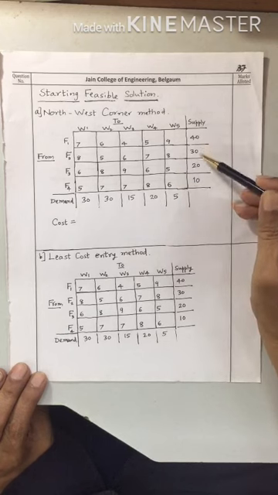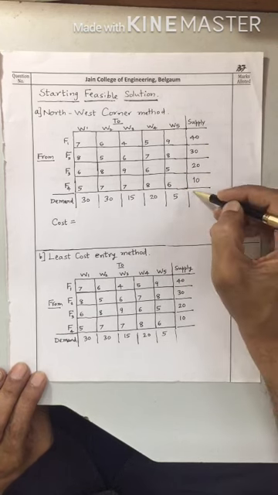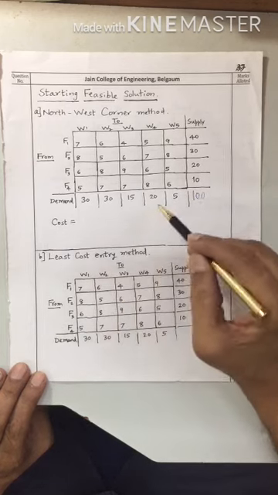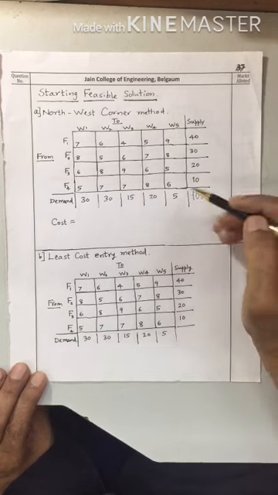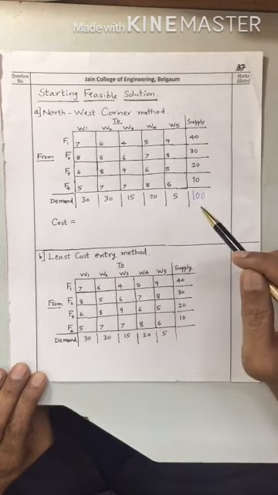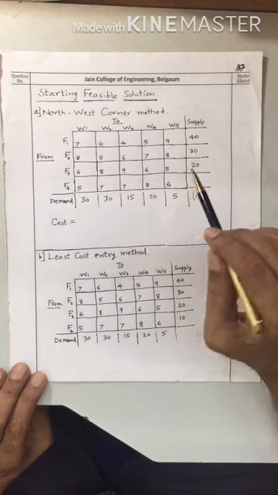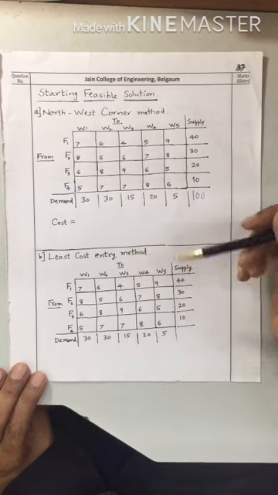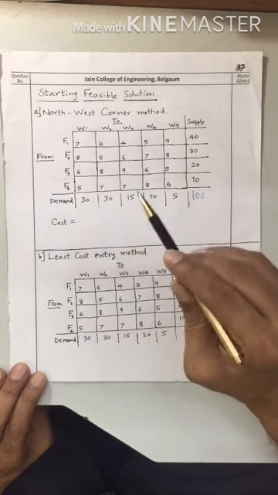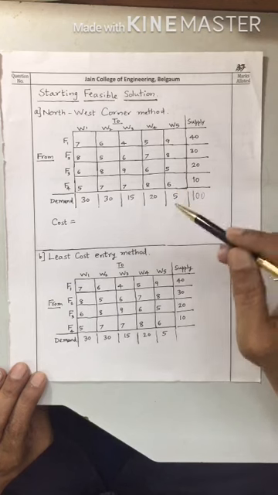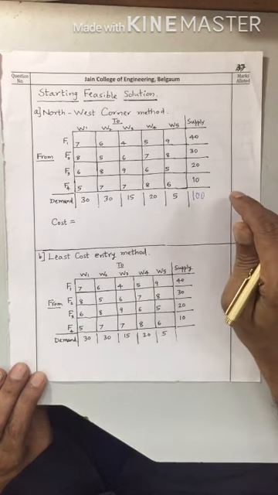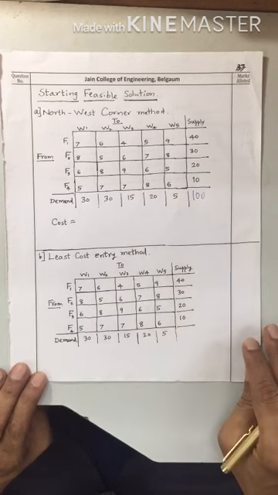Then you can check the total supply capability. This comes to 100: 40, 30, 20, 10. Similarly, the demands 30, 30, 15, 25. If I add all this, it becomes 100. Therefore, it is balanced. And you can see that all CIJs are also given. And there is no preferential transportation. We don't have any statement saying that a minimum of so many units have to be transported from such and such source to such and such destination. Therefore, I can say that this is in our standard form. Now, therefore, I can think of getting the starting feasible solution.